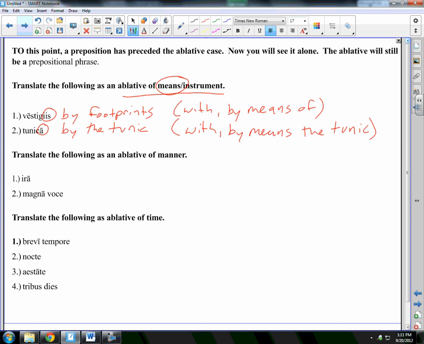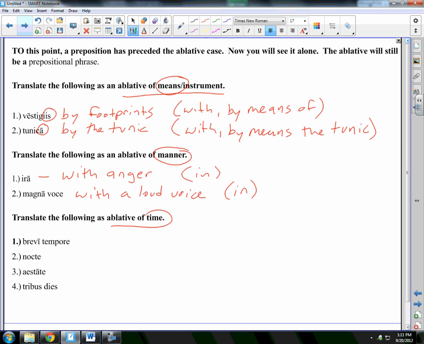If I translate something into the ablative of manner, like ira, I'm expressing how or in what manner the action is taking place. So if someone does something ira, they're doing it with anger. And I could also translate that as in anger as well. With magna voce, translate it as with a loud voice. And again, I could translate that as in a loud voice as well.